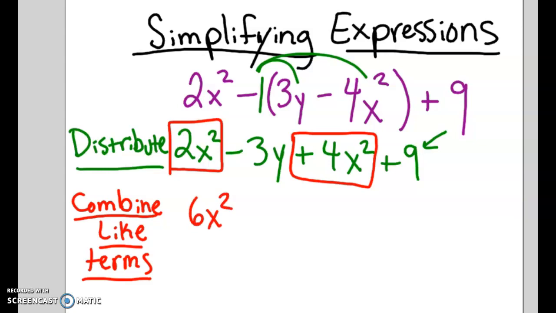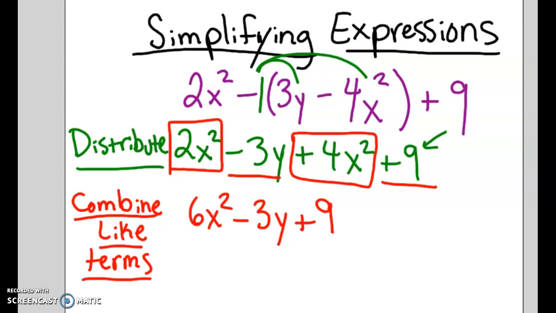Now let's have a look-see at what's left. We have a -3y and a +9. Now, unfortunately, those are not like terms. One of them has a variable, y, and the other one doesn't have a variable at all, the 9. So since they are not alike, we cannot combine them, and they will just remain the same. We will bring them down. -3y, and then bring down the +9.